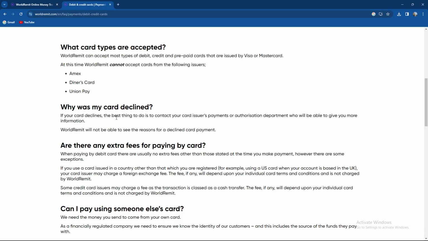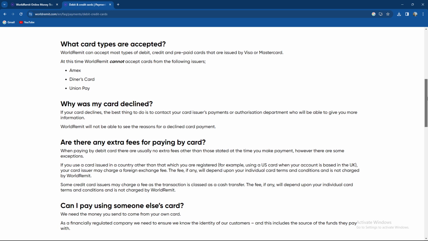So why was your card declined? If your card declines, the best thing to do is contact your card issuer's payment or authorization department, who will be able to give you more info.